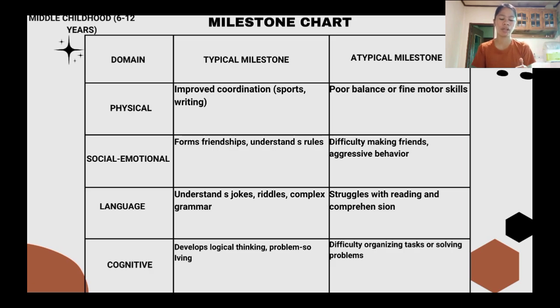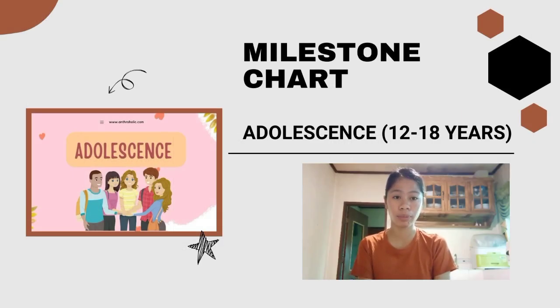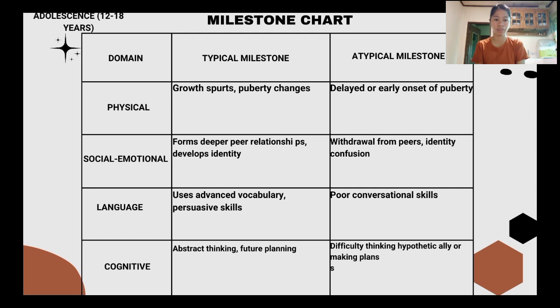And for the last one, the adolescents, 12 to 18 years old. The typical for adolescents: growth spurts, deeper peer relationships, using advanced vocabulary and abstract thinking. The atypical for adolescents: withdrawing from peers, delayed puberty, or trouble with planning and hypothetical thinking. So tracking these milestones helps us detect red flags and act when something seems off.